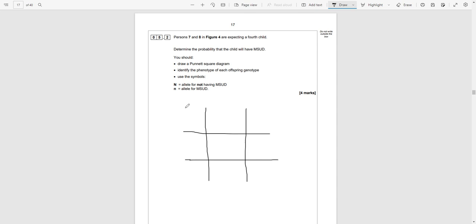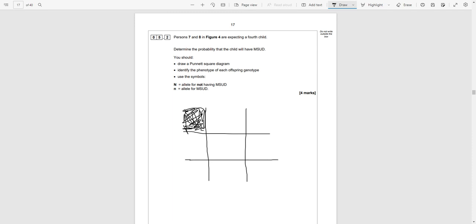The next thing I'm going to do is, before I even think about it, I'm going to cross out the top left-hand corner because we don't want to use that. Again, this is a common mistake where people are putting letters in there for alleles and then get all sort of confused by it.